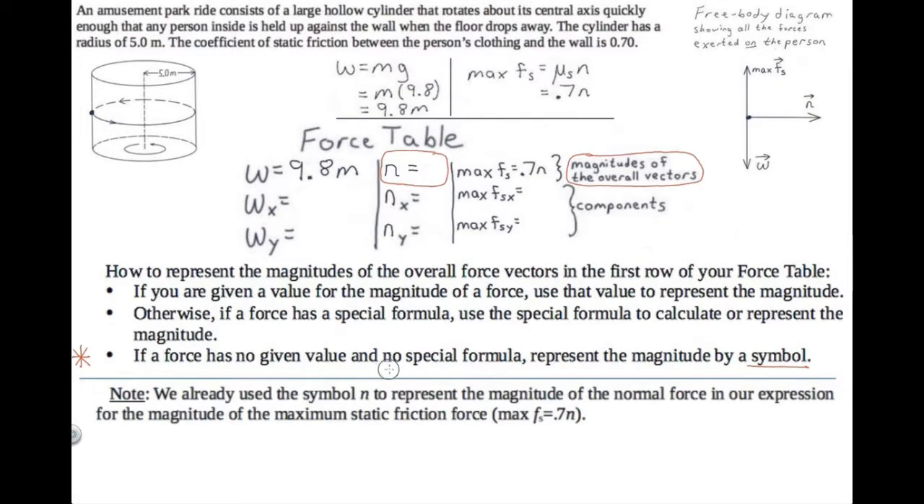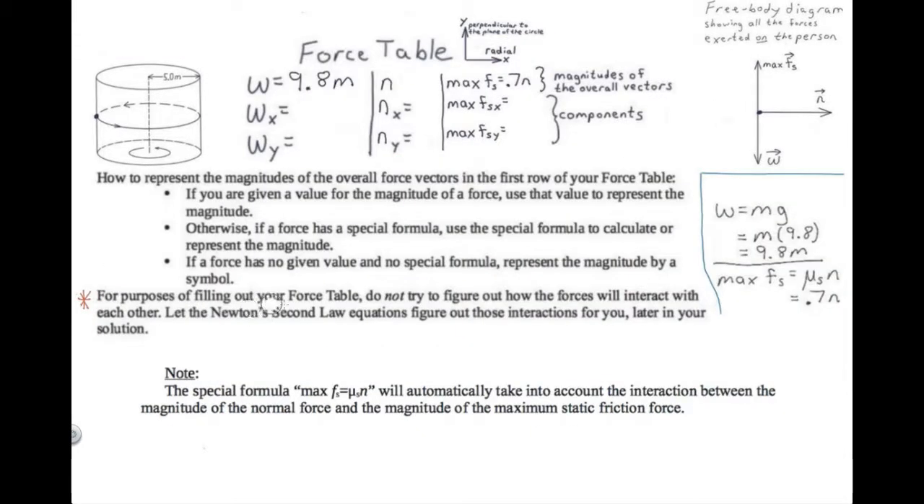There is no special formula for the magnitude of the normal force. So, in the first row of our force table, we simply represent the unknown magnitude of the normal force with the symbol N, written without an arrow on top. For purposes of filling out our force table, we do not try to figure out how these three forces will interact with each other.